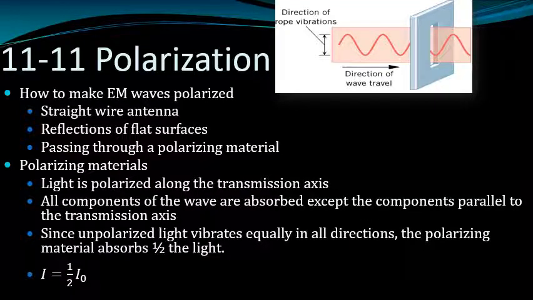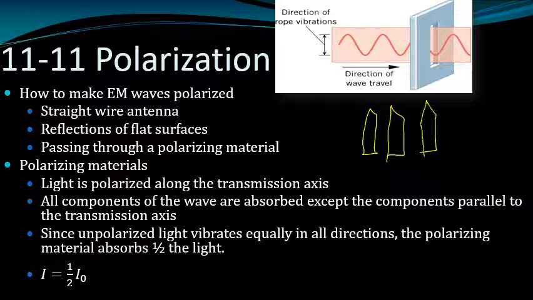Polarizing materials are ones that allow light to be polarized only along the transmission axis. Usually it's a material made out of long chains of molecules or something like that. All components of the wave are absorbed except the components parallel to the transmission axis. So light's coming in all ways. There's like this little gate. Think of a fence. I'm sure you've seen these little picket fences. So the light can only go up and down between them. Can't go side to side. Everything side to side gets absorbed.